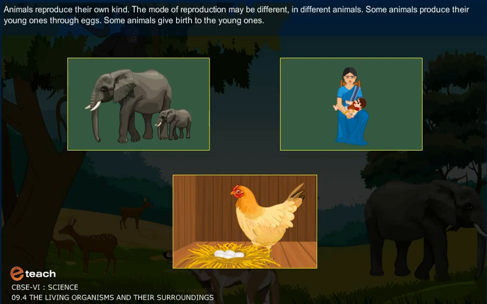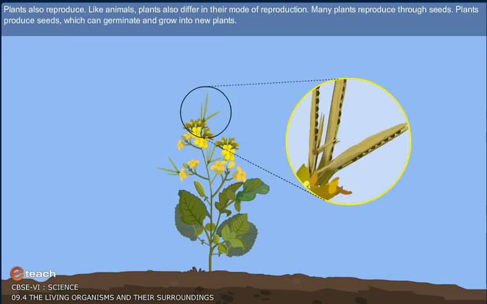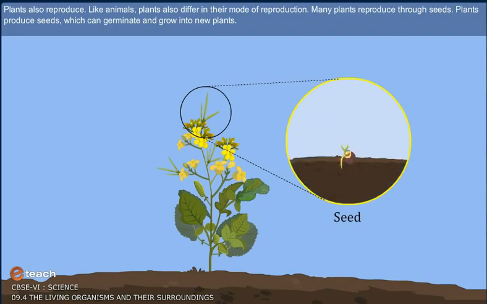Some animals produce their young ones through eggs. Some animals give birth to the young ones. Plants also reproduce. Like animals, plants also differ in their mode of reproduction. Many plants reproduce through seeds. Plants produce seeds which can germinate and grow into new plants.